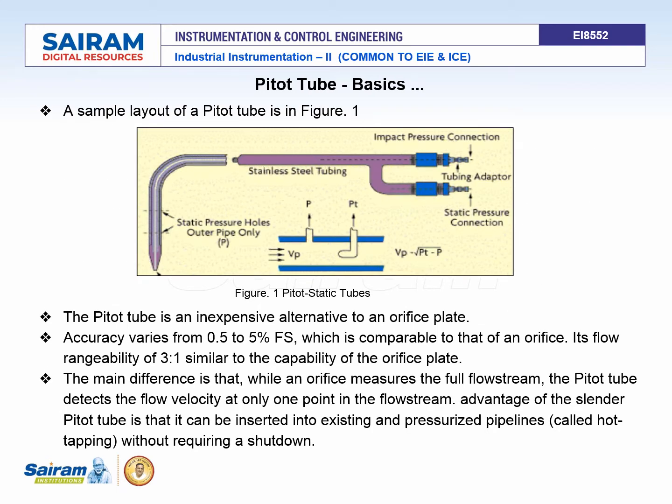Then this is the basic pitot tube static diagram, and it is an inexpensive alternative to an orifice plate. The accuracy of the pitot tube varies from 0.5 to 5% of full scale, which is comparable to an orifice, and its flow rangeability is 3:1 when comparing to the capability of the orifice plate. The main difference between the orifice plate and the pitot tube is that the orifice measures the full flow stream, but the pitot tube detects flow velocity only at a particular point in the flow stream.